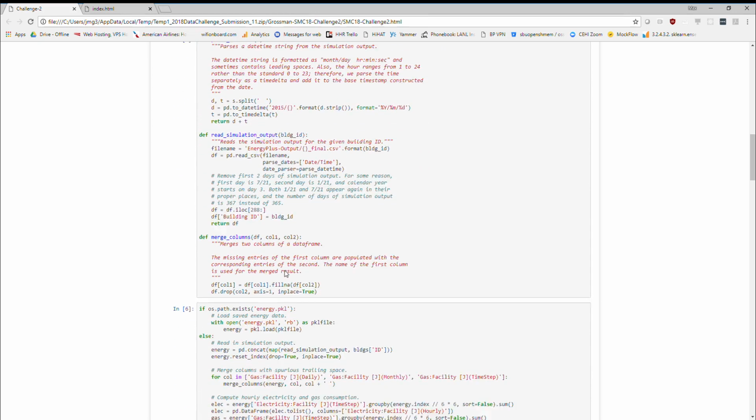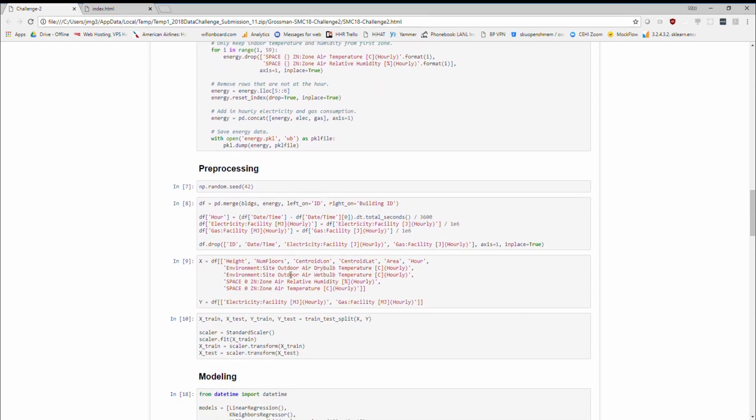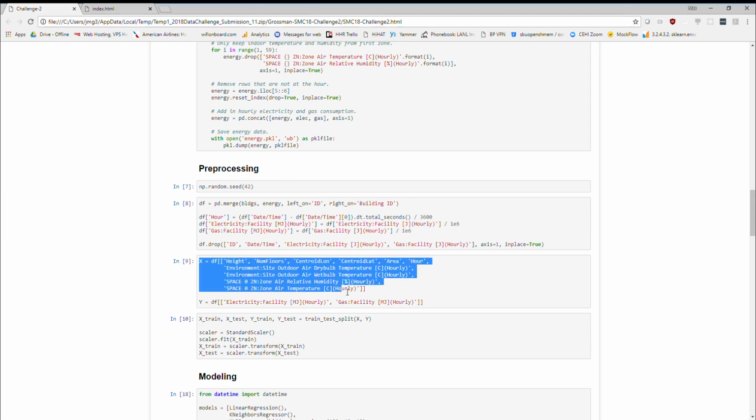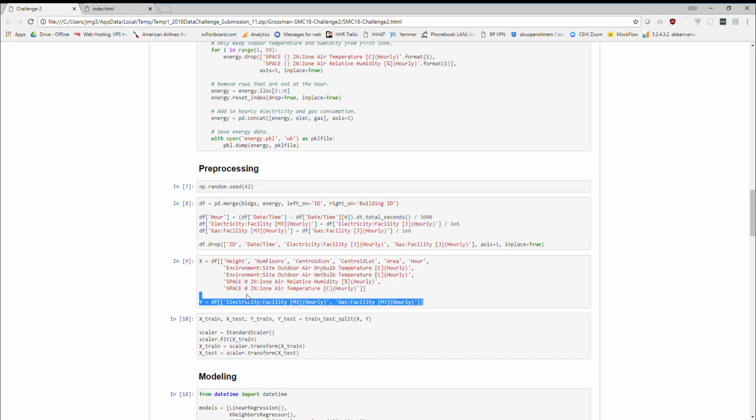With that, the next step was to select our independent and dependent variables. You can see here we're pulling out independent factors such as the height of a building, the number of floors in the building, its location, the time of day, outdoor air temperature, and indoor humidity, and then we're going to be relating those to our dependent variables, which are electricity and gas consumption on an hourly basis.